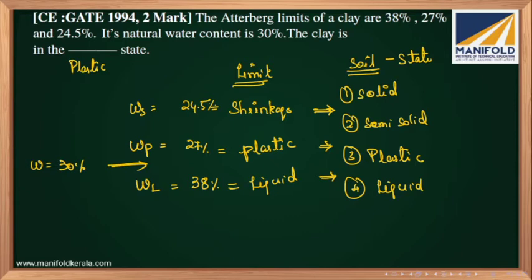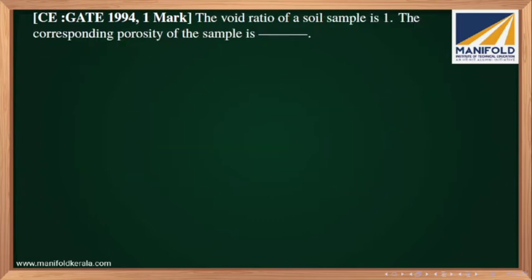Okay, moving down. The void ratio of the soil sample is 1. The corresponding porosity of the sample is dash. So the void ratio is given as 1 and we are supposed to find the porosity. The general formula of porosity is the volume of voids divided by total volume. So let me generate a relation. The total volume of the soil can be written as the sum of the volume of voids and the volume of solids. Divide the numerator and denominator by the volume of solids.